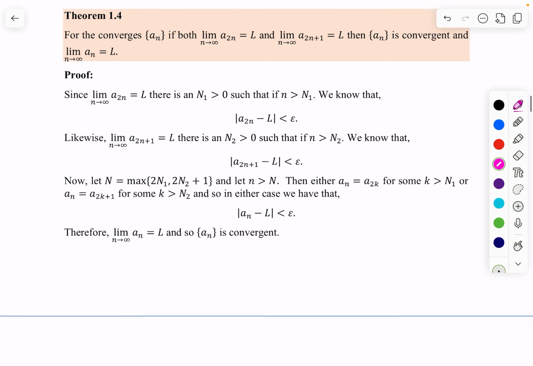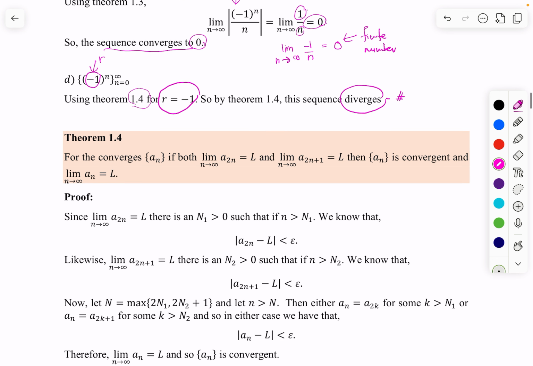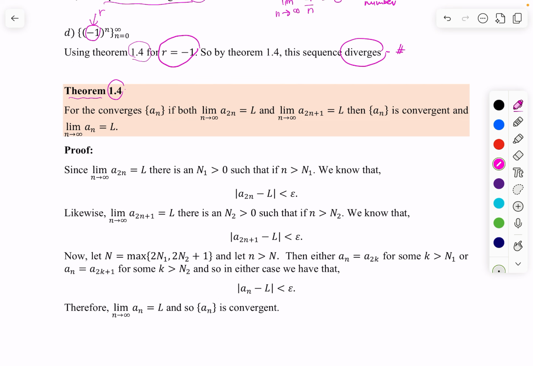Okay, we look at the next theorem. Here we have a redundant label, sorry, this is also labelled 1.4, but it's okay. Just read this theorem as its own. For this theorem, for the sequence a_n, if both the limit of a_{2n} and the limit of a_{2n+1} have the same value L, then the sequence is convergent and the limit of the sequence is also equal to L.